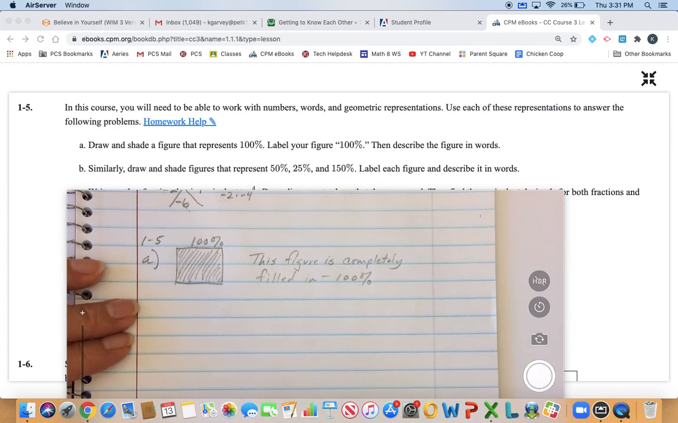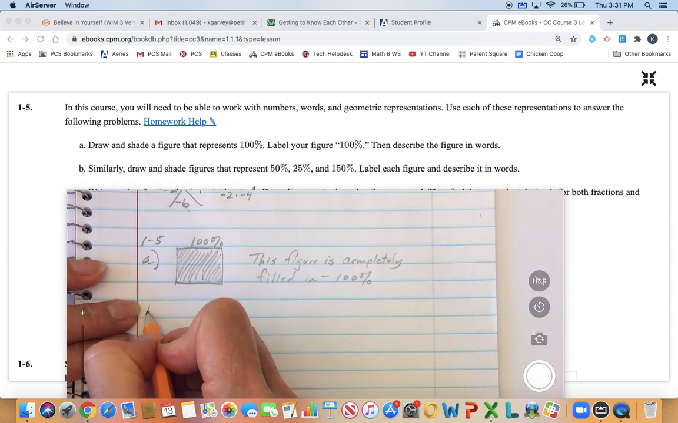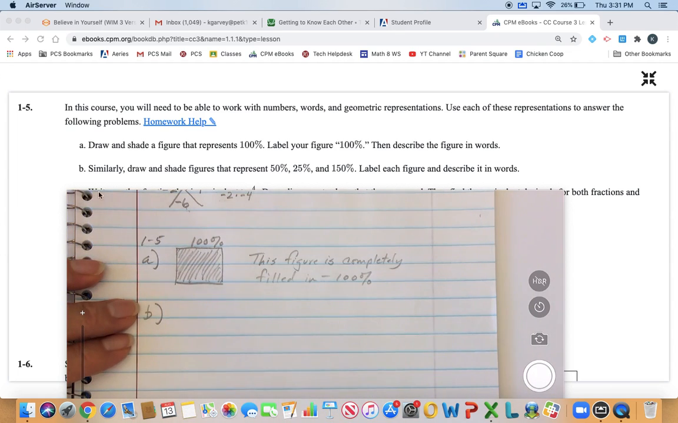B. Similarly, draw and shade figures that represent 50%, 25%, and 150%. Label each figure and describe it in words.